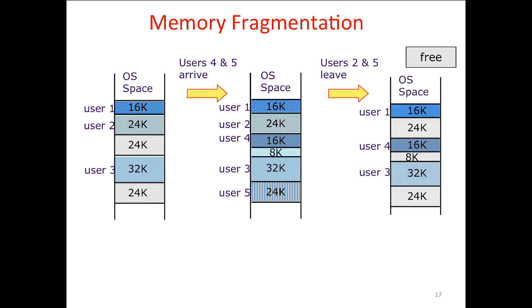And so what can happen is you end up with lots of little holes that collectively are big enough to run the next program, but because they're not contiguous, you can't allocate the whole segment, right? You've got this fragmentation problem. Your memory's being split up into lots of little pieces, right? And so this was a problem. So how do you solve this problem on these machines?